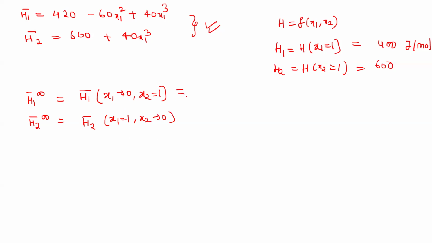So this is given as h1 bar, which is this. And we have x1 is 0, 420 plus 40, 460. Oh, sorry, this is x1, right? So this is also 0. So 420 only. And this is 640. So x1 equal to 1, right? So 600 plus 40, 640.